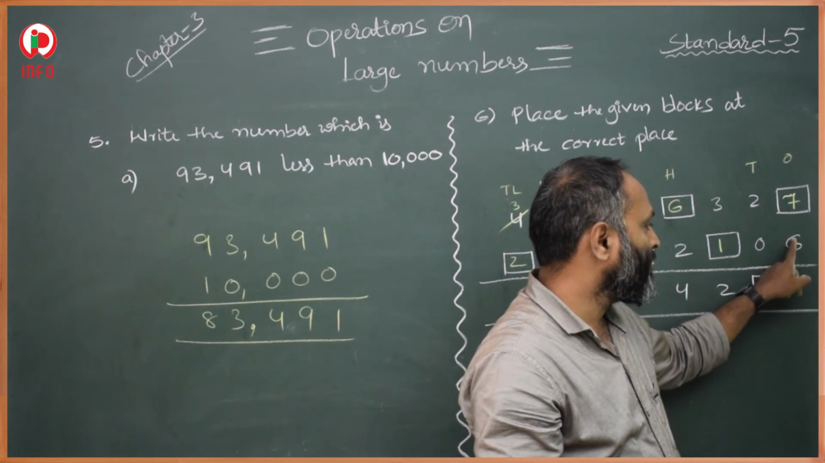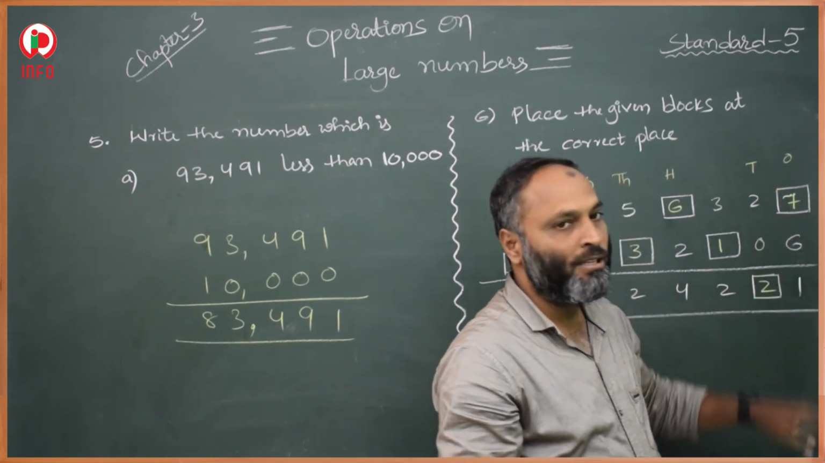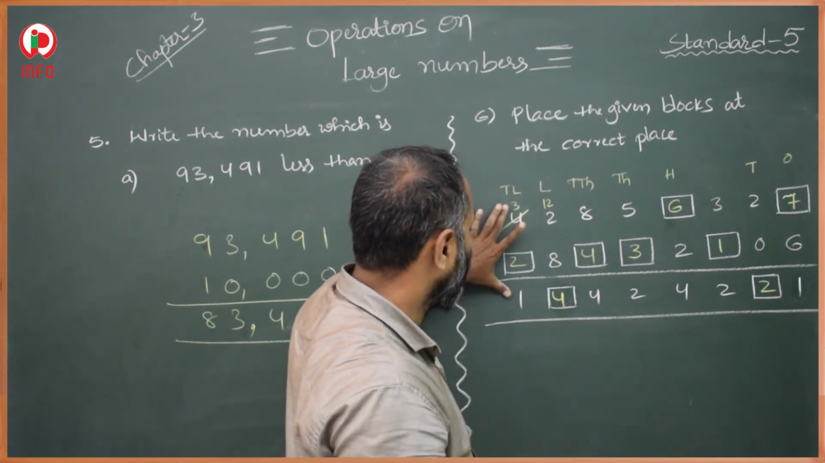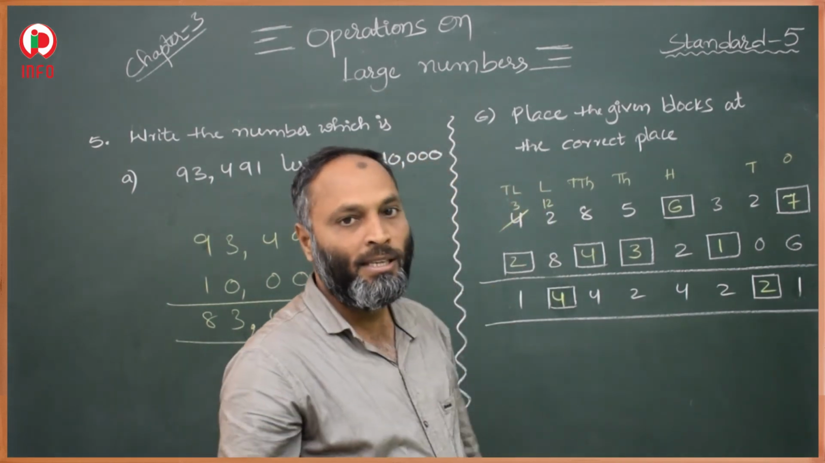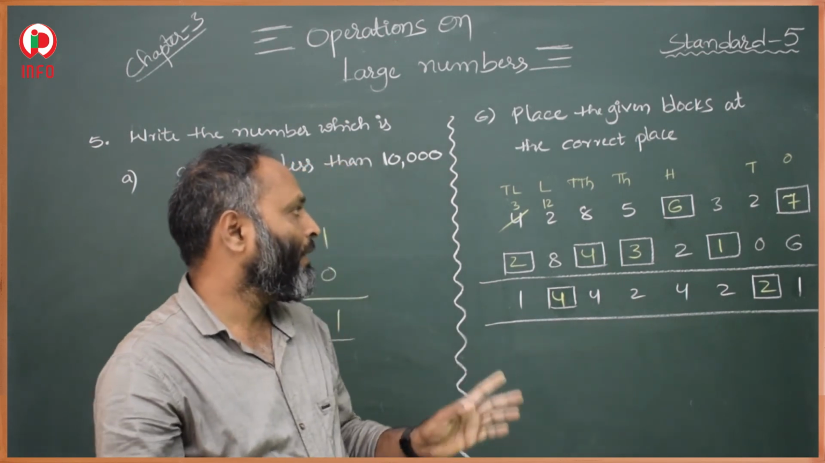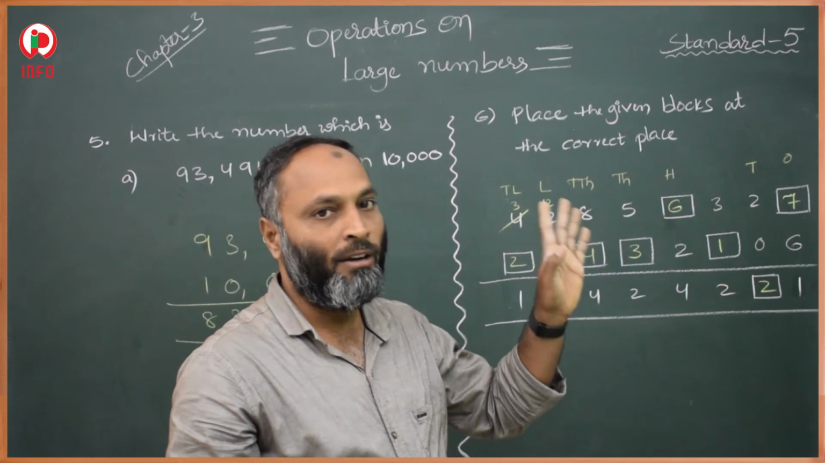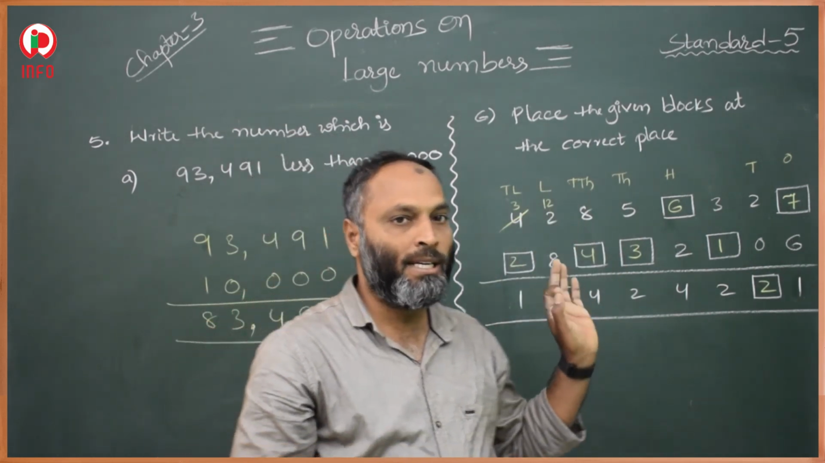Then how will we get the minuend? If we add these two, 6 plus 2, we will get this one. If we add these two, we will get this. If we subtract these two, then we will get this one. So this is the method of how we will find the missing numbers. Use this method and find all these values correctly.